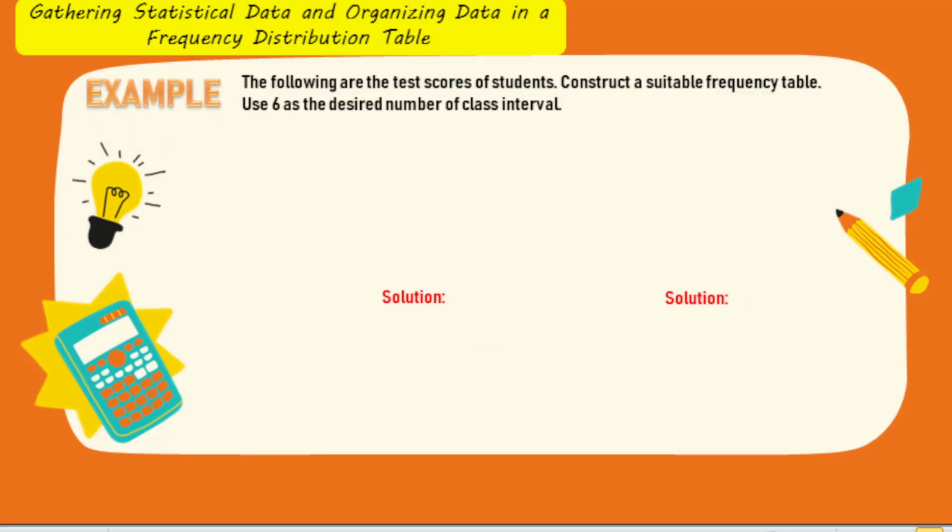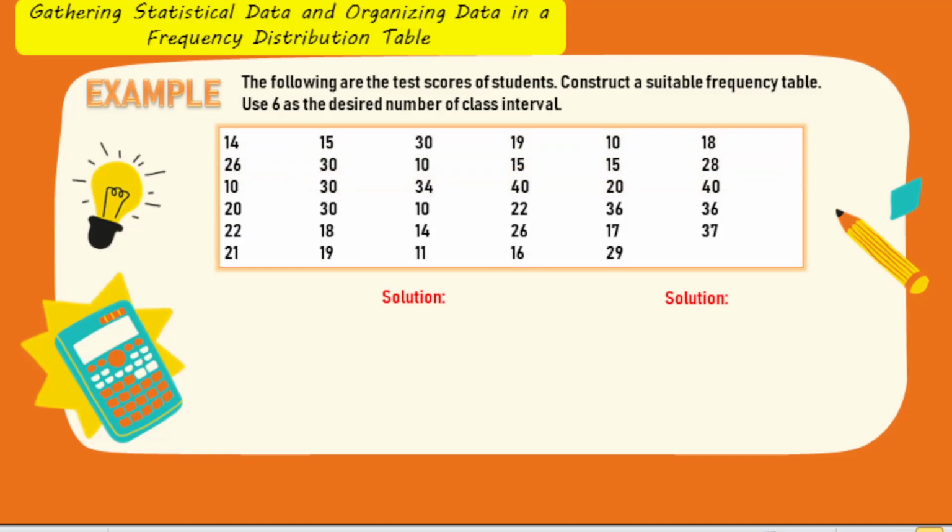Example. The following are the test scores of students. Construct a suitable frequency table. Use 6 as the desired number of class intervals. So, this is our given data. If we look at it, there are so many numbers. It looks complicated to find which is the highest or the lowest. So, in that manner, we will follow the steps on how to make the distribution table.